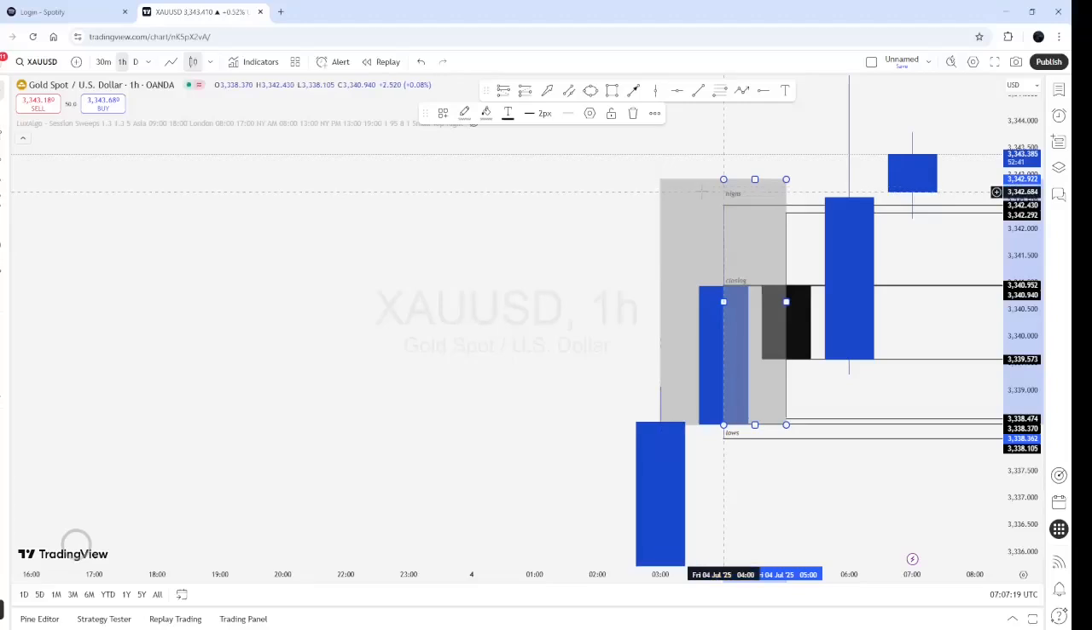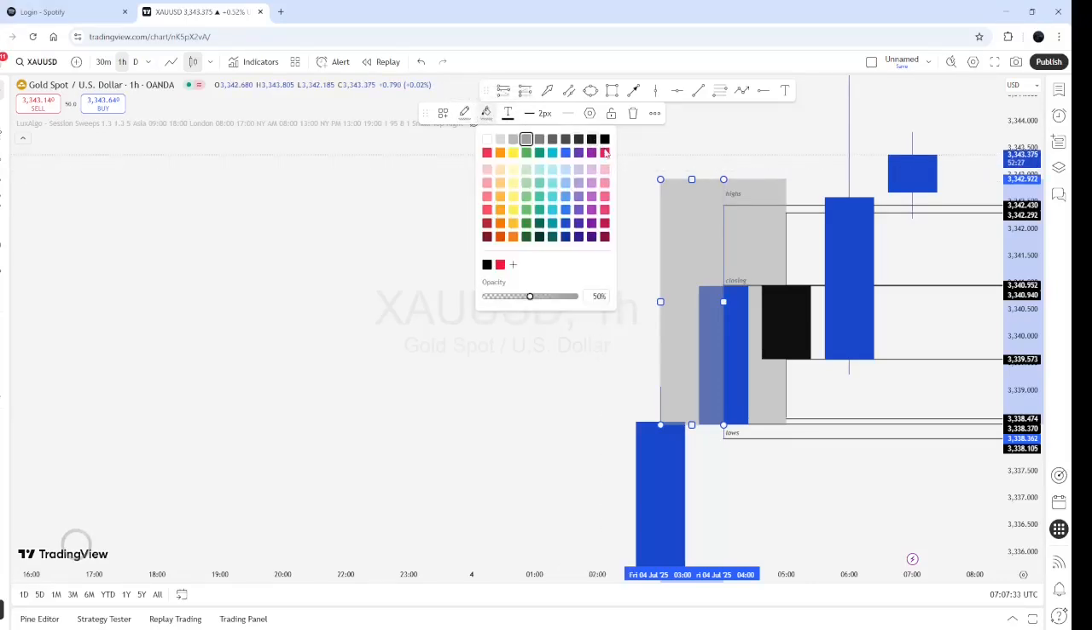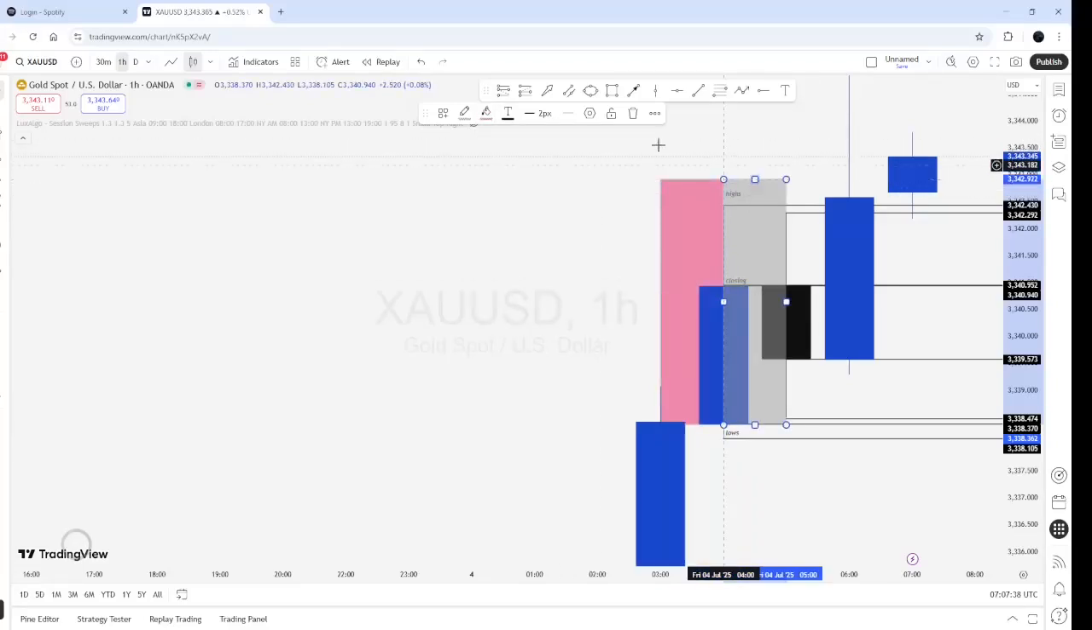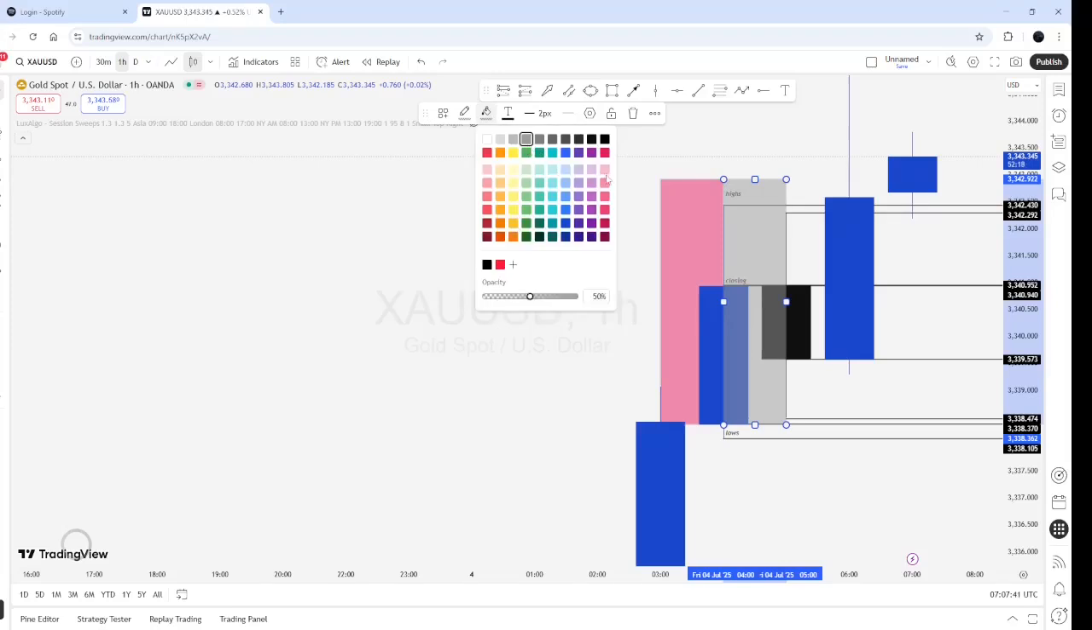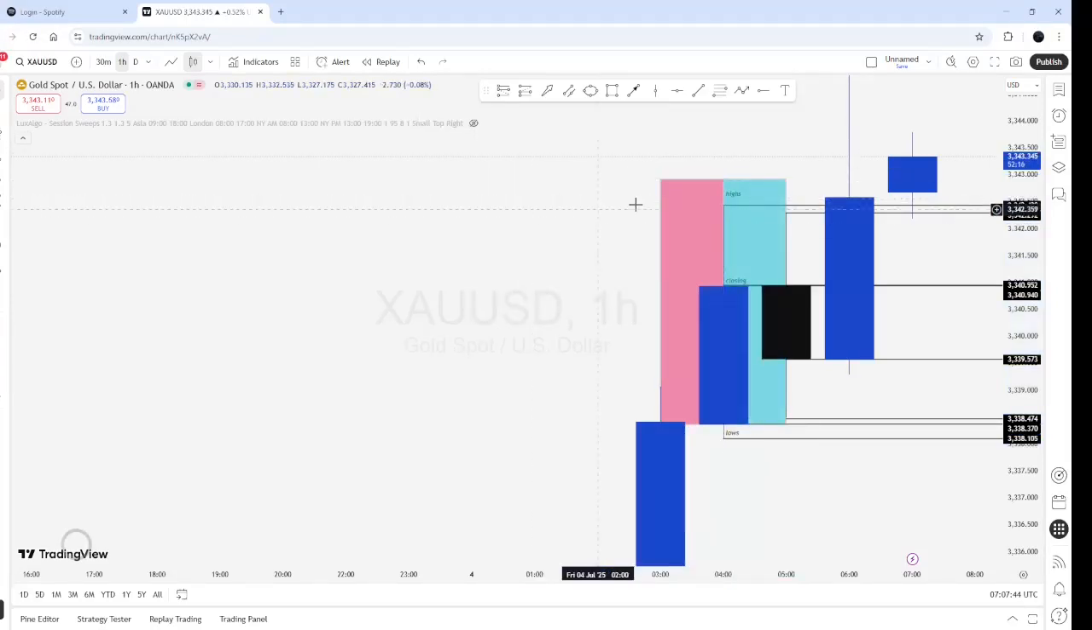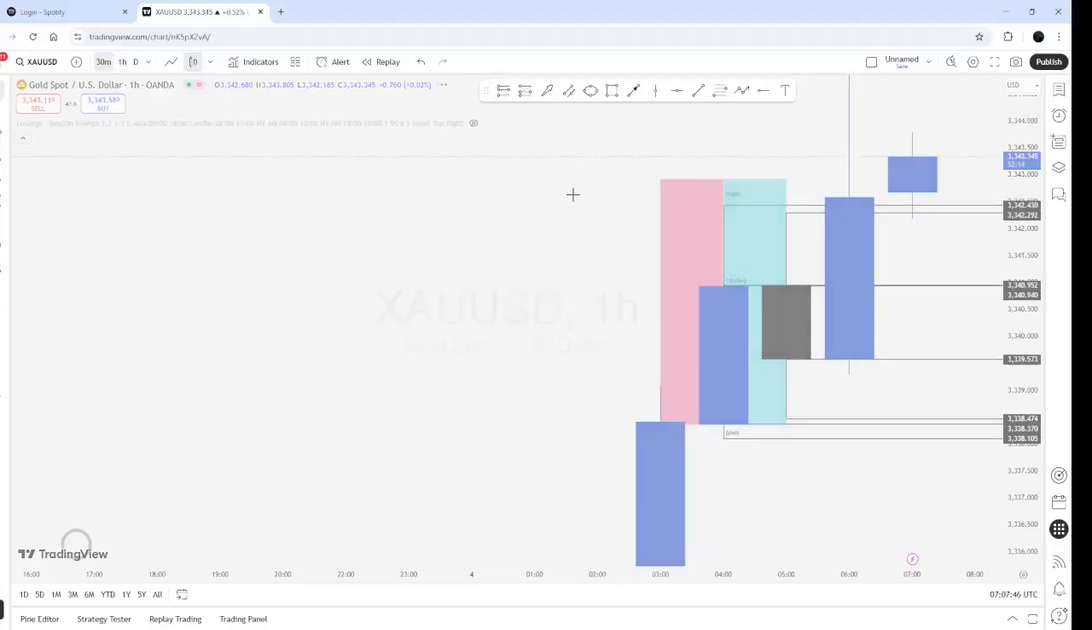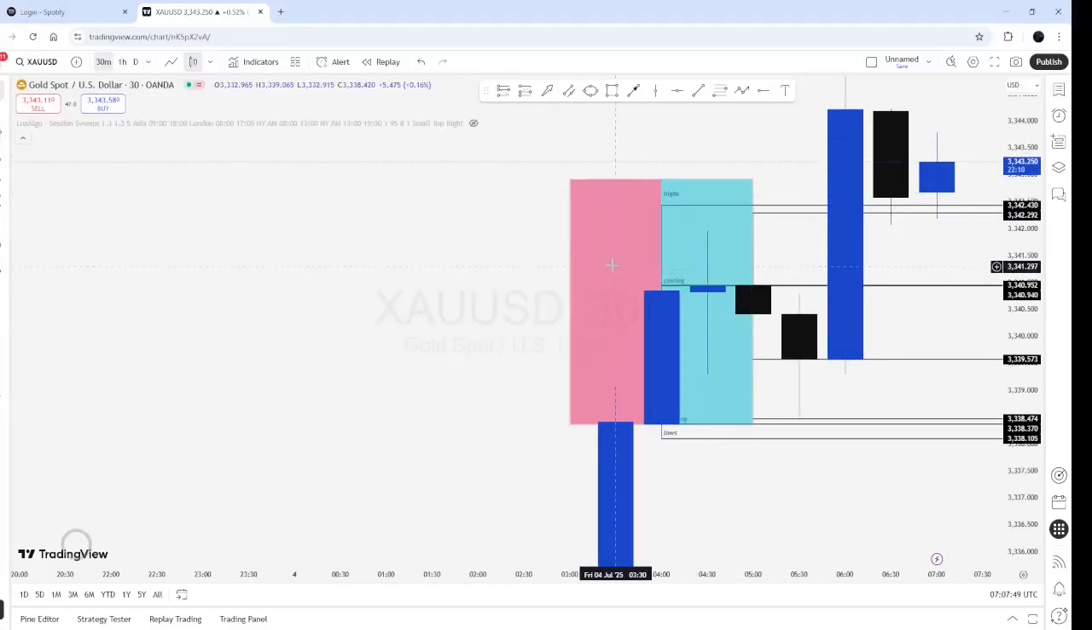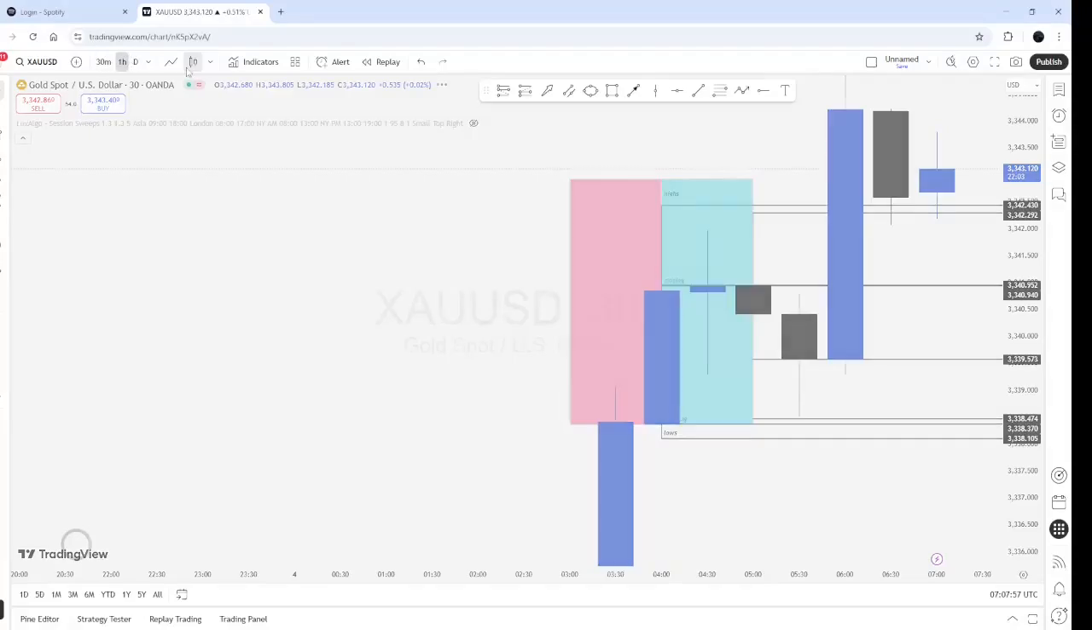So let me paint here. Let me paint the background. I'm painting red. Let me paint it blue. So right now, when I go to the 30 minutes, you see that under this, we have what? Two candles. We have this and this, making up the hourly candle.